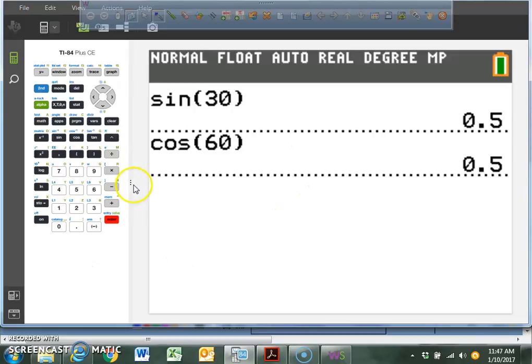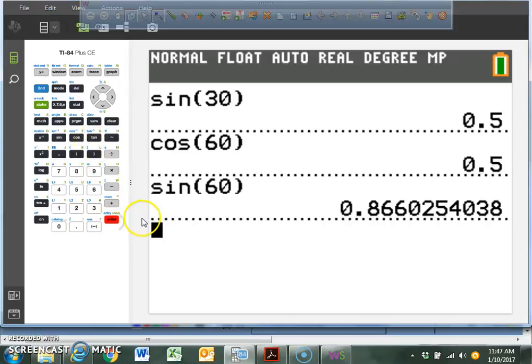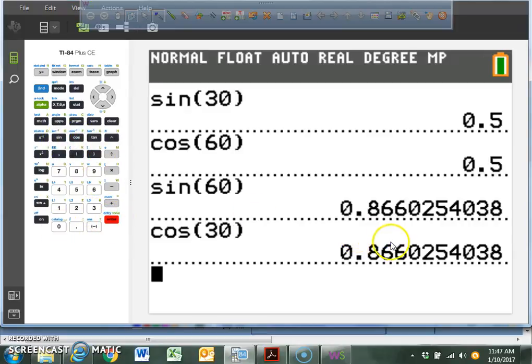All right? So if I said, I wonder what the sine of 60 is. The sine of 60 is 0.8661. What should that equal? That should equal the cosine of 30. And there it is.